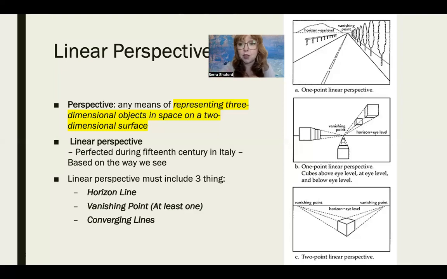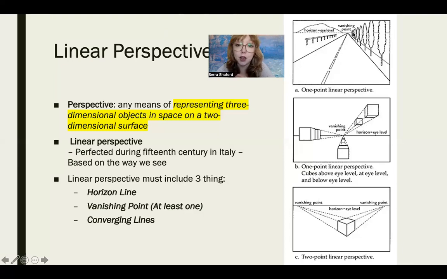So the first thing is going to be the horizon line. And look at this little example up here in the 1-point linear perspective. The horizon line we see right here, it's a horizontal line going from one edge to the other on the page.